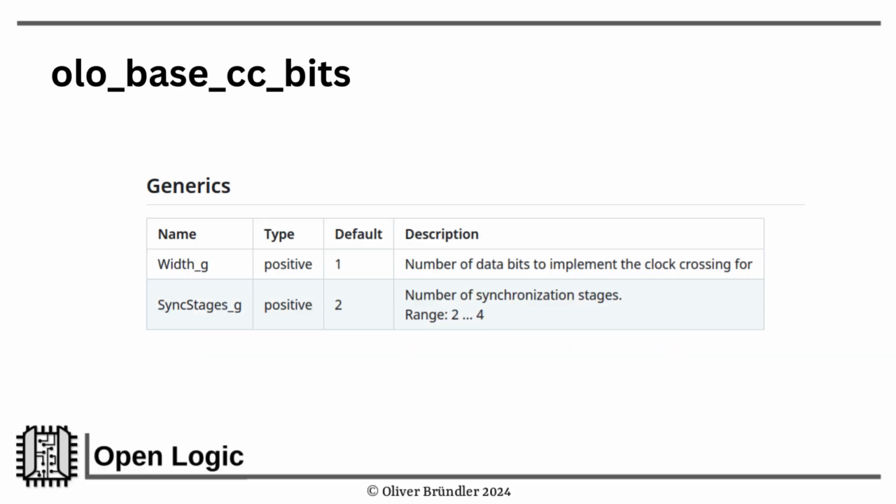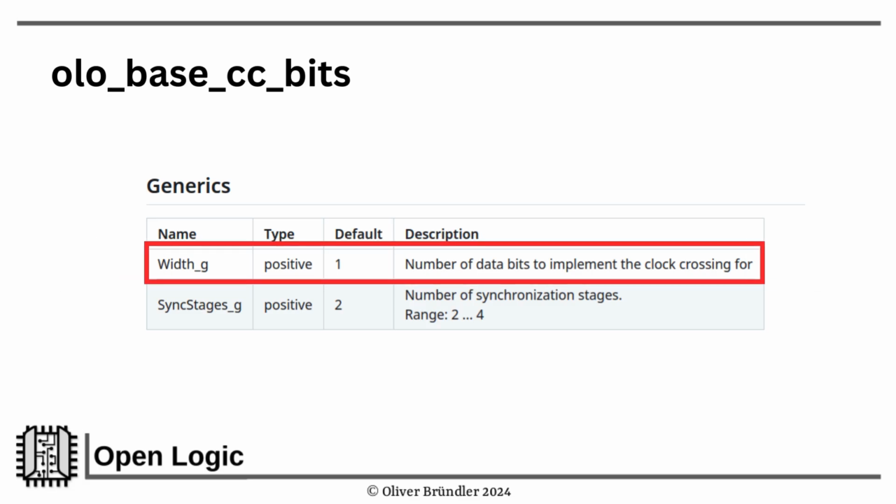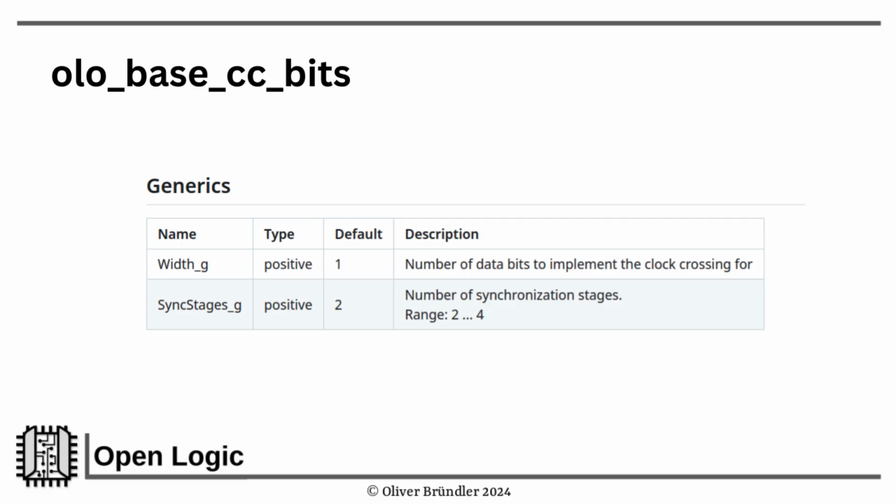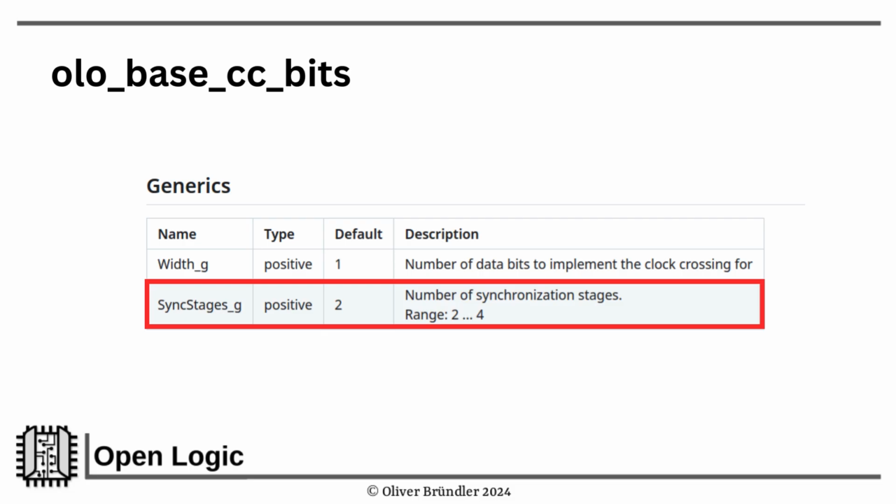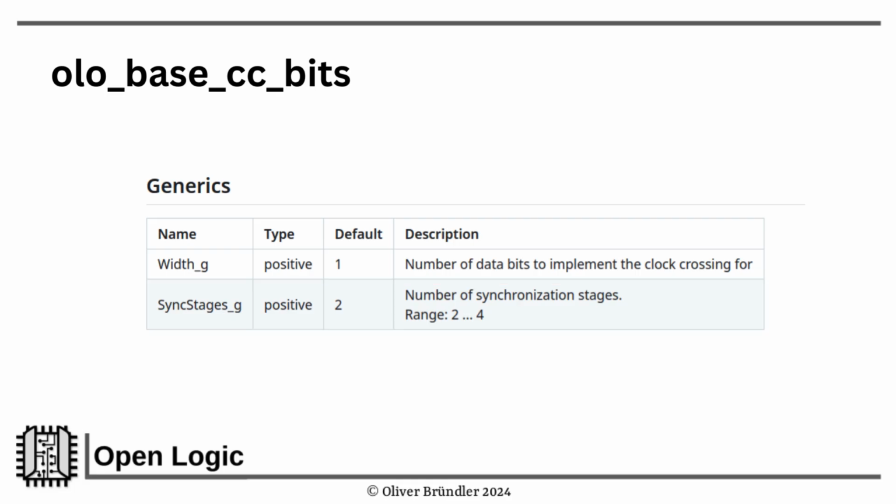Regarding generics, the number of bits to be clock crossed can be configured, so the same clock crossing can handle more than one bit. You can also find a generic to configure the number of synchronization stages on the destination clock domain. This generic you can find in all clock crossings in OpenLogic, so for all clock crossings the number of synchronization stages is configurable.